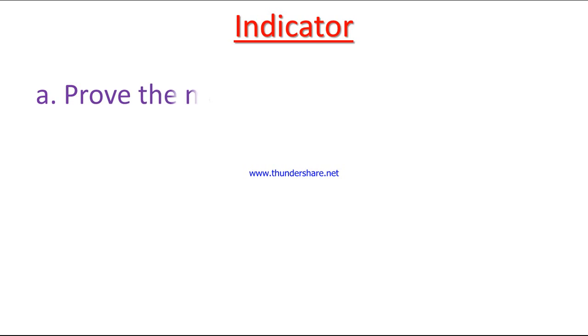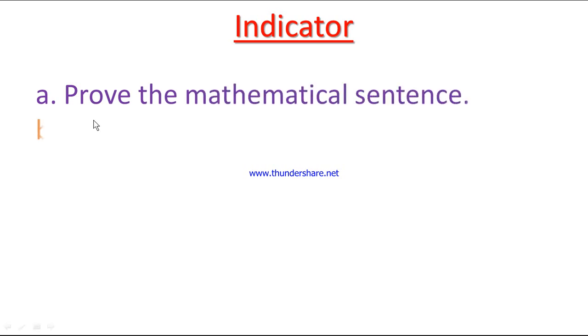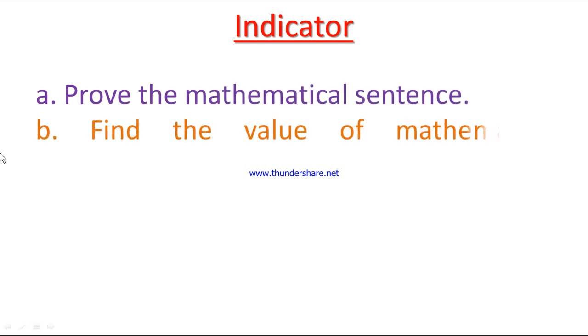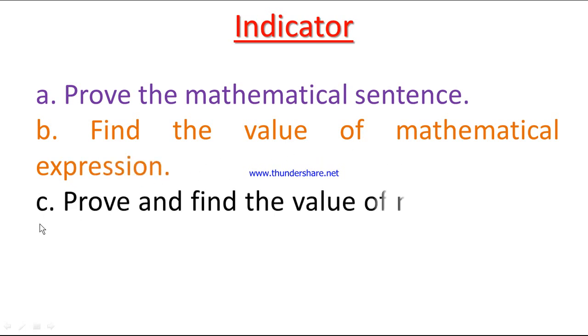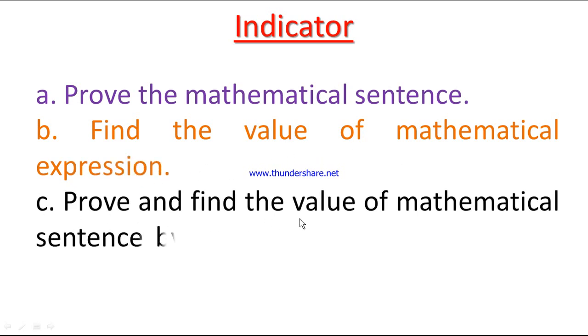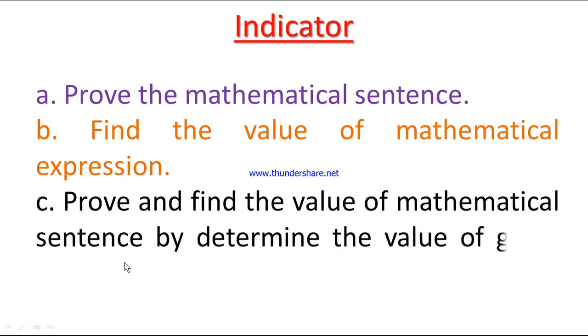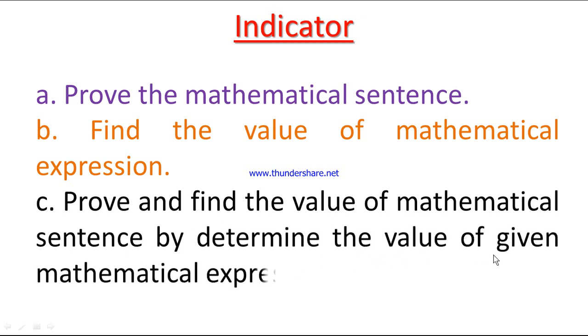Indicator. Number A, prove the mathematical sentence. Number B, find the value of mathematical expression. Number C, prove and find the value of mathematical sentence by determining the value of given mathematical expression.